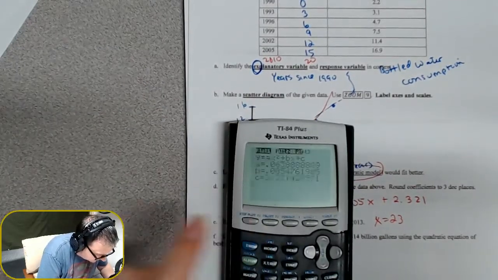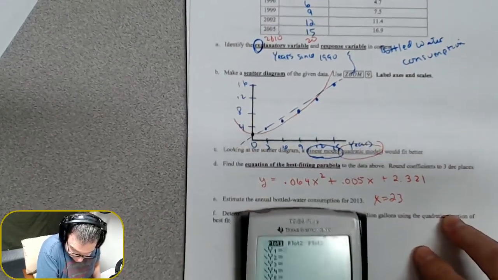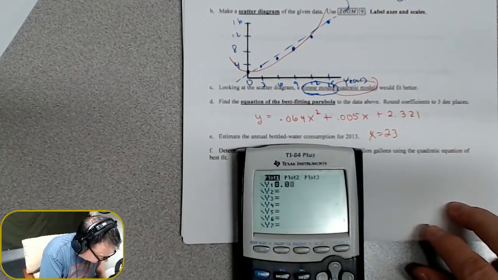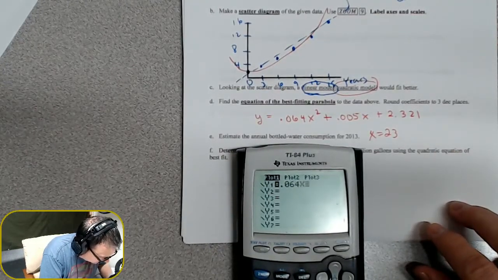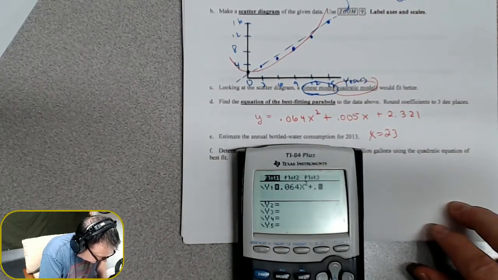So what I'm going to do is I'm going to go to my graph, and I'm going to just type this in there. Let's see how it looks. Okay, we got 0.062x squared plus 0.005x plus 2.